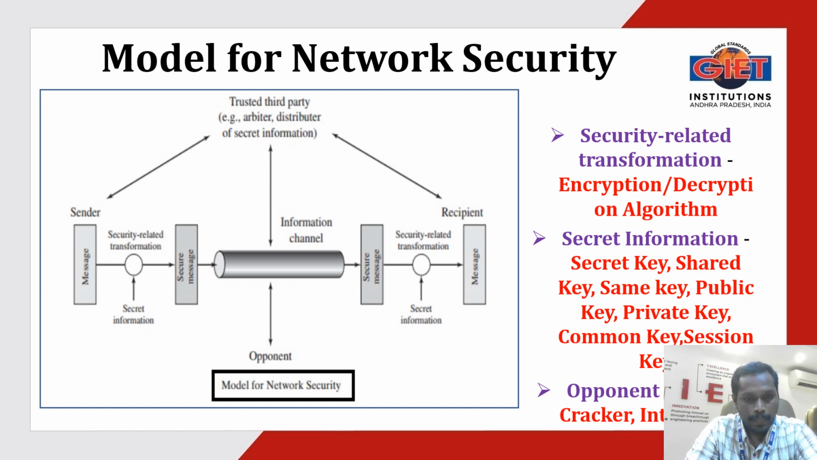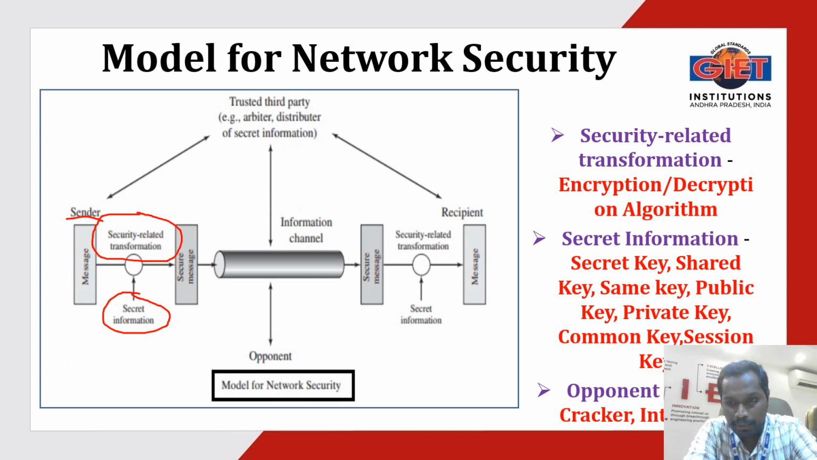So here you can see there is a sender, right? The sender is going to have the message, and using this security related transformation, this is the technique that he is going to use in order to encrypt that message. Secret information is a kind of key that is used to encrypt the data. So security related transformation, which we generally use the technical word algorithms for, and finally secret information is for the key. So using these two parameters, you can convert the particular message into a secure message.